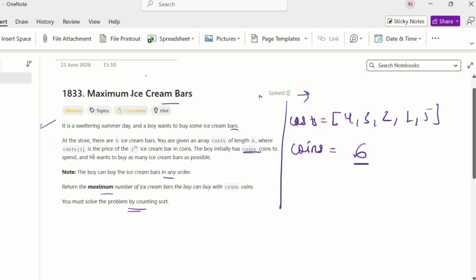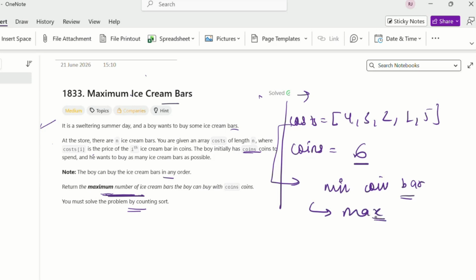So how can we find the maximum number of ice cream bars? Think of this problem like this: if we try to find the minimum cost bar first, then we are able to find the maximum ice cream bars. Suppose I buy this bar, then the number of bars I bought will be 1, and it will decrease my coins by 1 only, and I will be left with 5 coins.